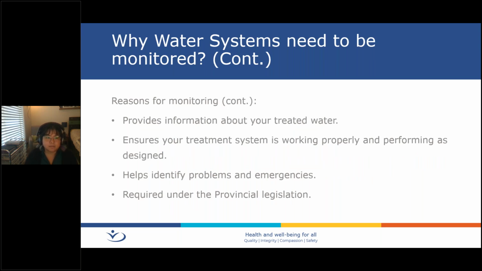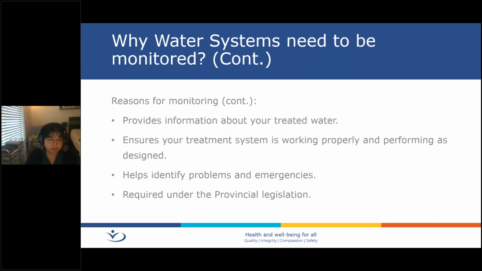And also, with monitoring, it provides information about your treated water. So it ensures that the drinking water is bacteriologically and chemically safe to consume. It also ensures that the treatment system is working properly and performing as designed. So this will also increase water users' confidence in the operation. And also having written documentation will show users there's professional due diligence as a water supplier.